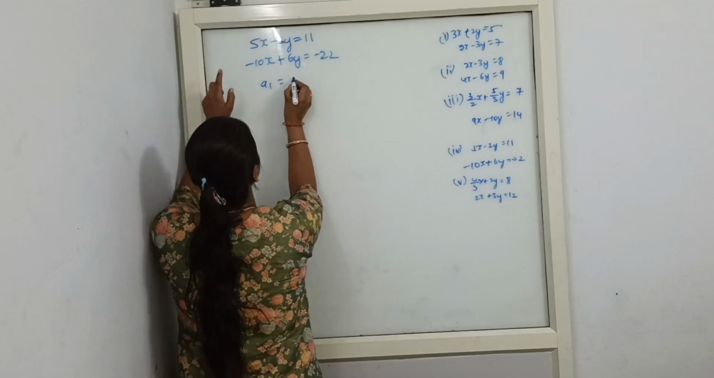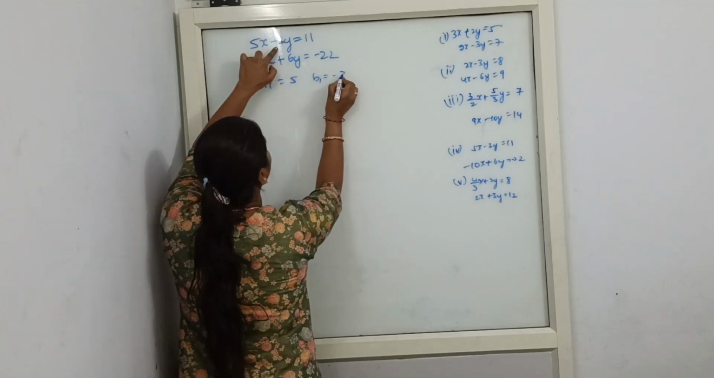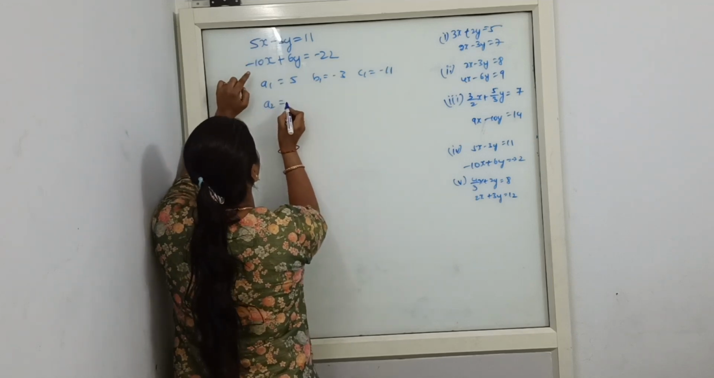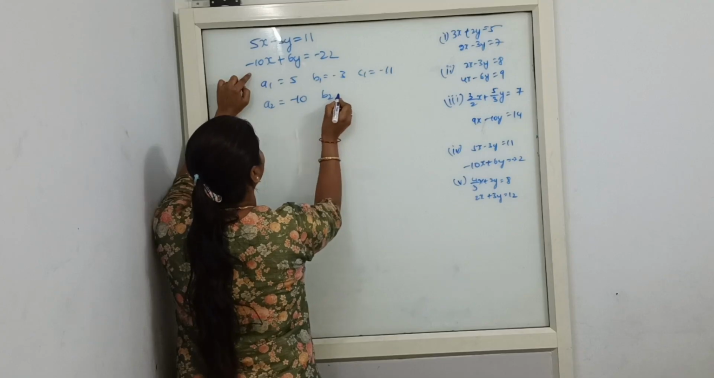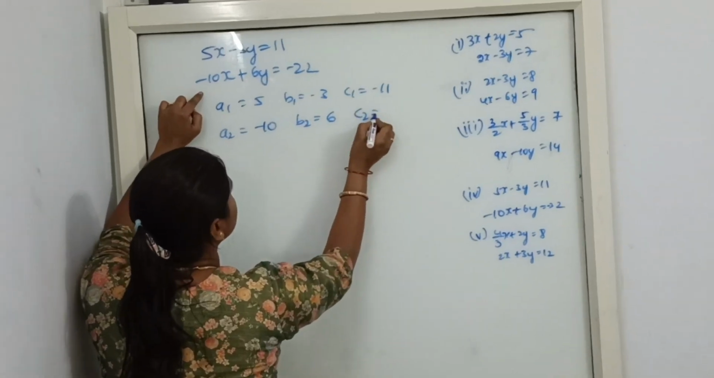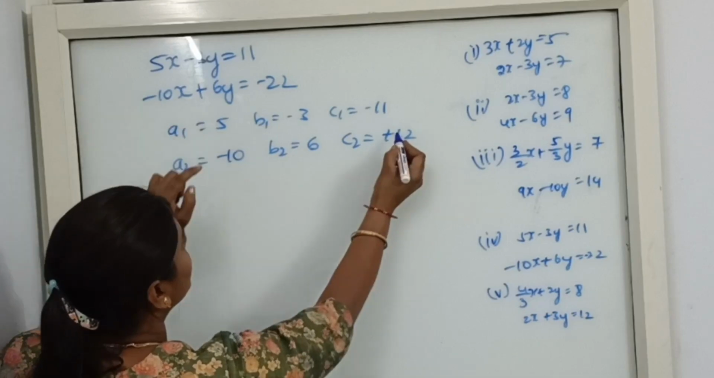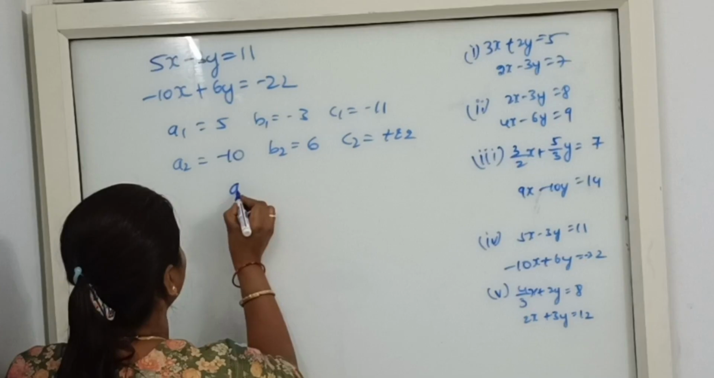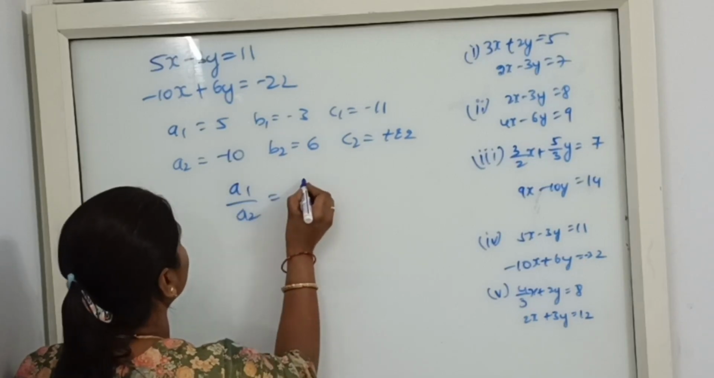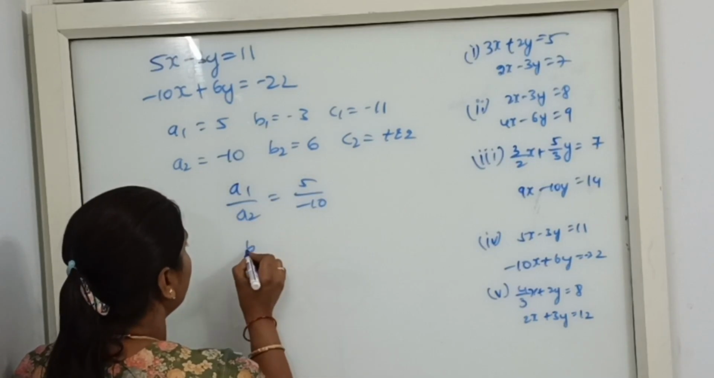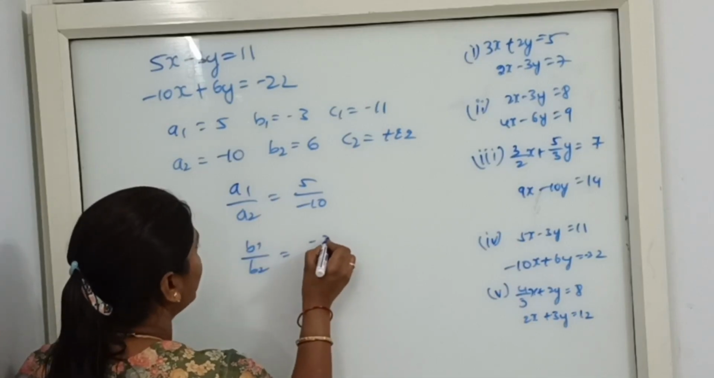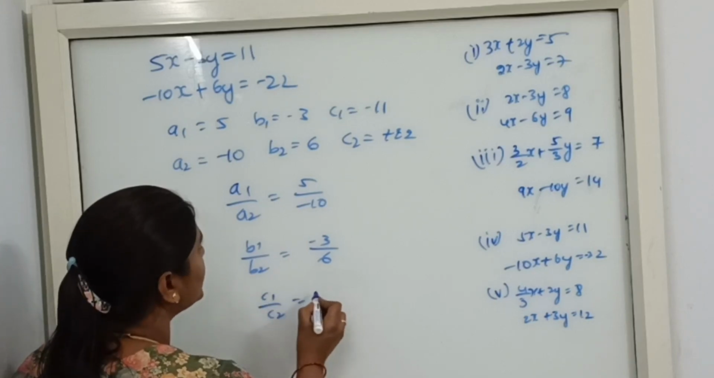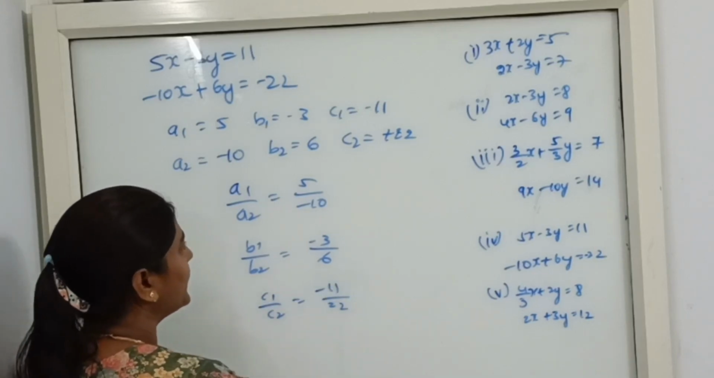So A1 is 5, B1 is minus 3, C1 is minus 11, A2 is minus 10, B2 is 6, C2 is plus 22. If the 22 is taken inside, it becomes plus. Now let us compare the ratios: A1 by A2, 5 by minus 10; B1 by B2, minus 3 by 6; and C1 by C2, minus 11 upon 22.